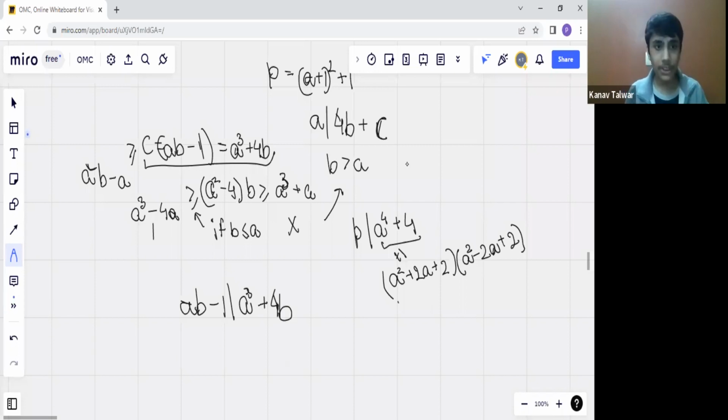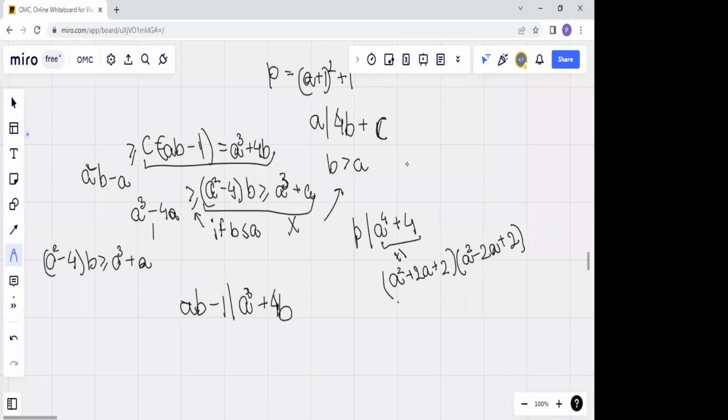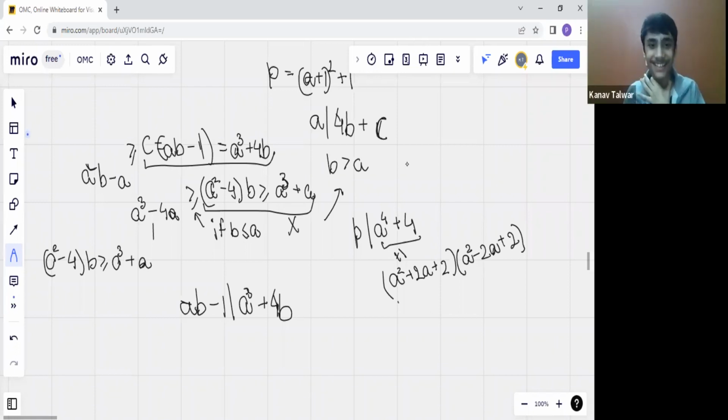Awesome. And the quotient was at most A would give this inequality. That is just the inequality that we got from C is less than or equal to A, right? So A squared minus 4 times B is greater than or equal to A cubed plus A. Oh, so this gives AB minus 1 divides A^4 plus 4. Yes, exactly. Awesome. So how did we get that?